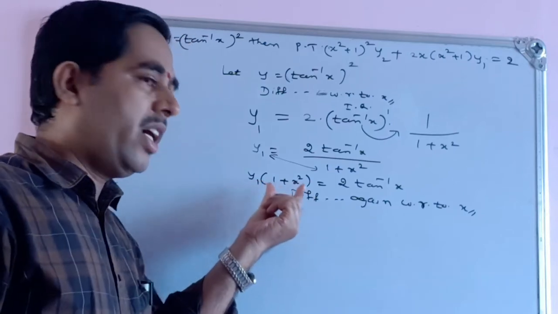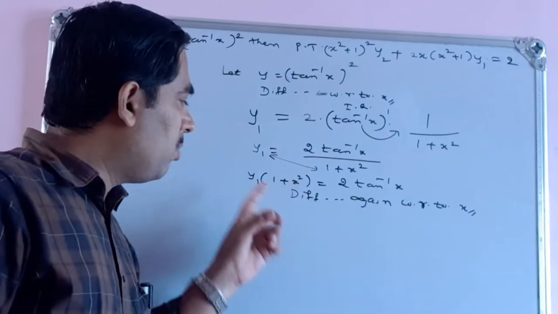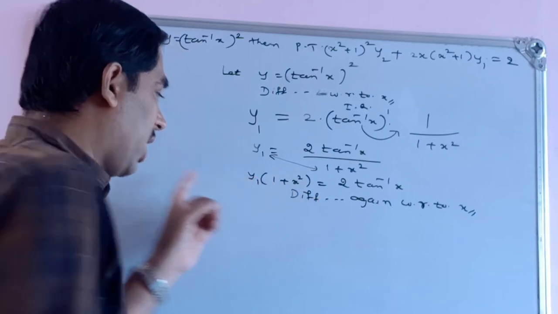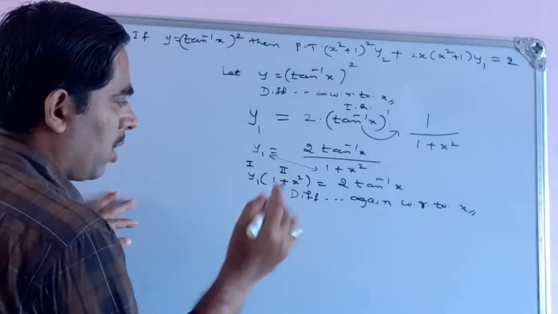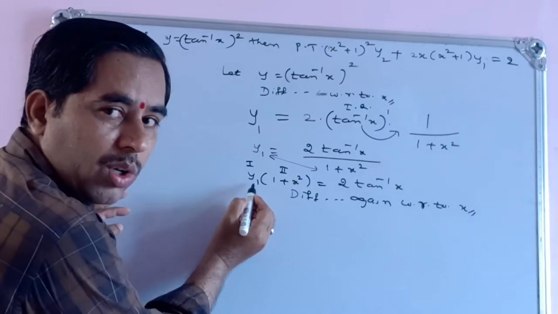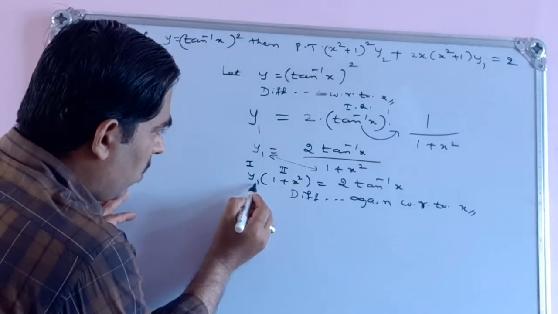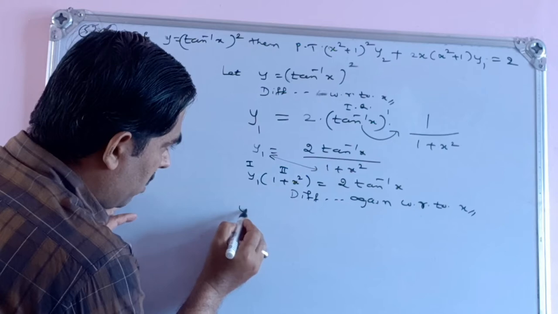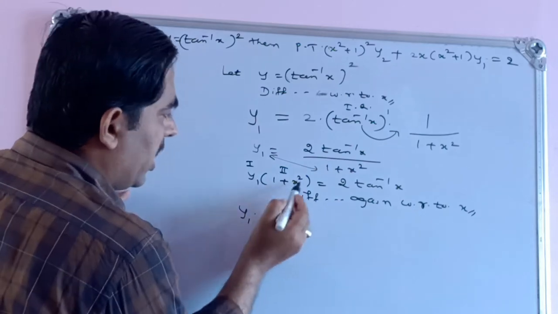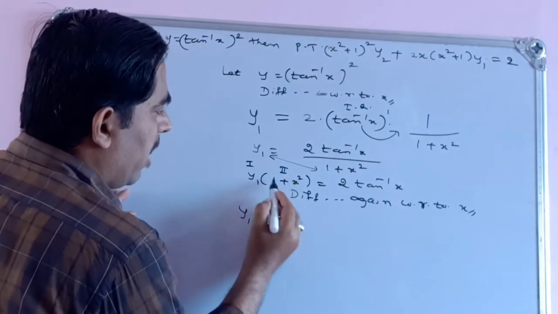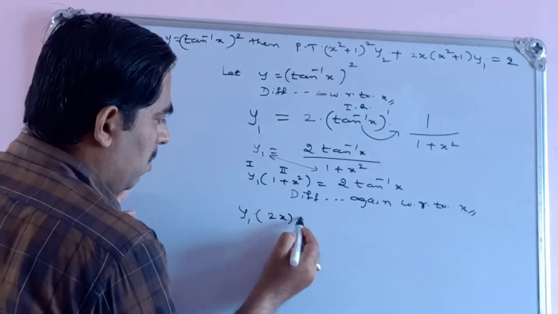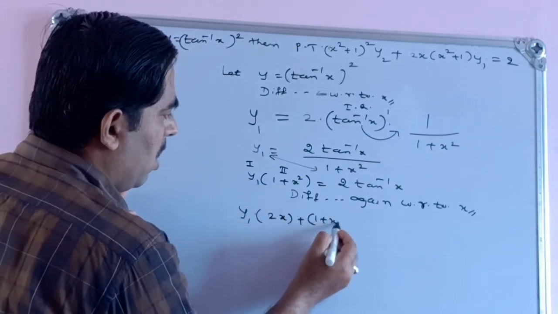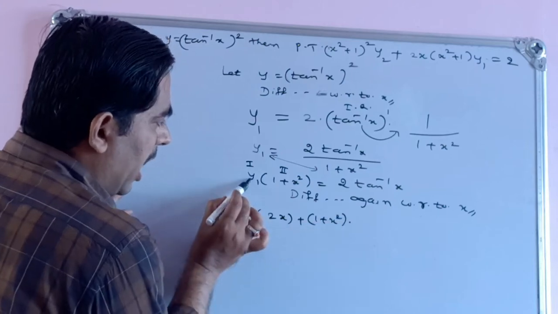On the left hand side, as we did in the previous problem, we use the product rule. First function and this whole thing is the second function. Observe carefully. y1 is the first function, so I write it as it is, y1 into the derivative of 1 plus x square. The derivative of 1 is 0, plus the derivative of x square, which is 2x, plus the second function, 1 plus x square, into the derivative of y1.